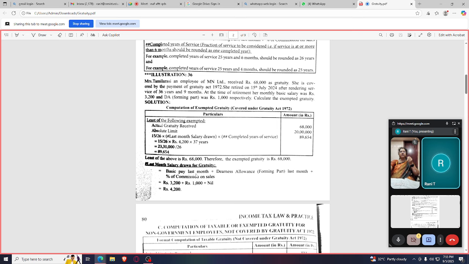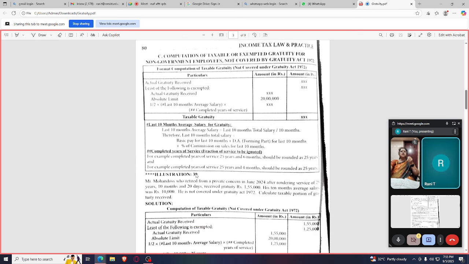The working is given. Next part is computation of taxable or exempted gratuity for non-government employees who are not covered by the Gratuity Act 1972. So here everything is the same. First write the actual gratuity received, and among the three, whichever is the least, you have to reduce. Okay, which is that, actual gratuity received. Absolute limit is always 20 lakhs as per provision, and here the third limit is different when it is not covered by the Gratuity Act.